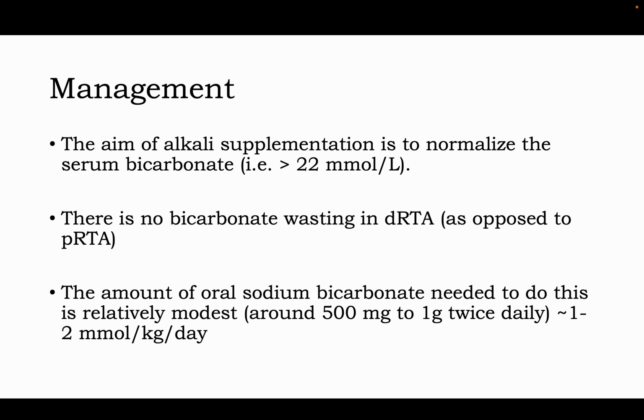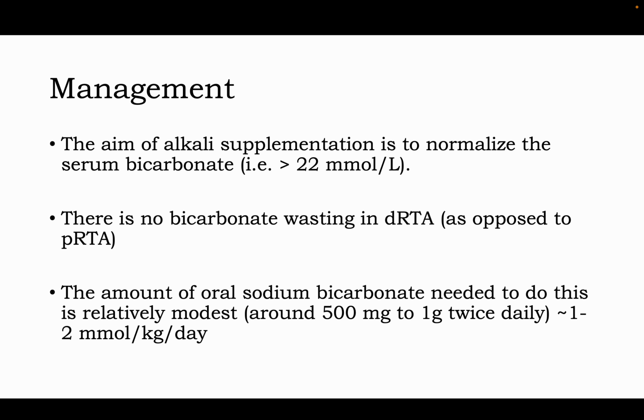Generally you require around 500 milligrams of soda bicarb, or you can give potassium citrate also. Potassium citrate will correct both hypokalemia and metabolic acidosis, whereas you can give soda bicarb tablets if there is only metabolic acidosis, 500 milligrams to 1 gram twice daily. That is around 1 to 2 millimoles per kg per day in distal RTA. Whereas in proximal RTA for children it is very high, 5 to 50 millimoles per kg per day, but in adults you maintain whatever dose is required to keep bicarbonate at 18. In distal RTA, 1 to 2 millimoles per kg per day.